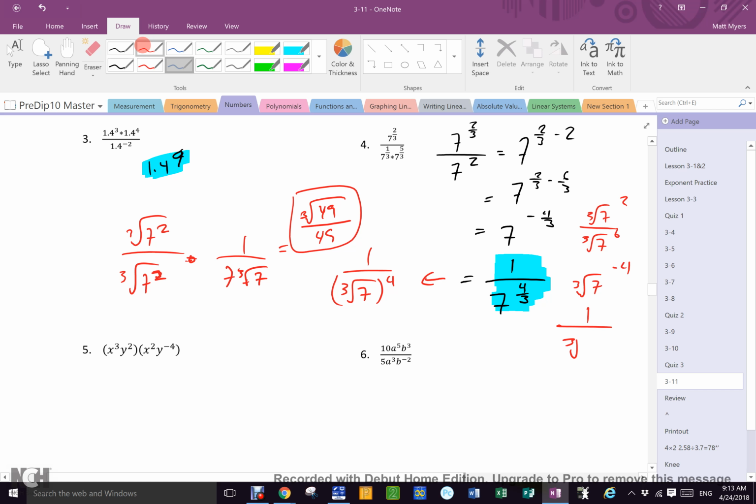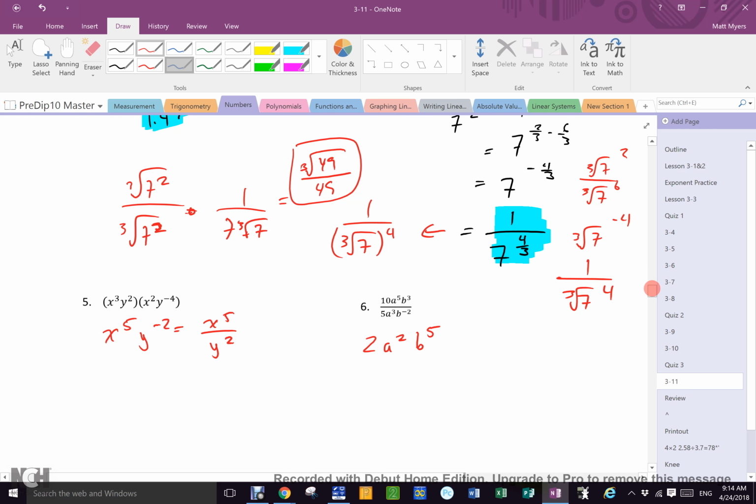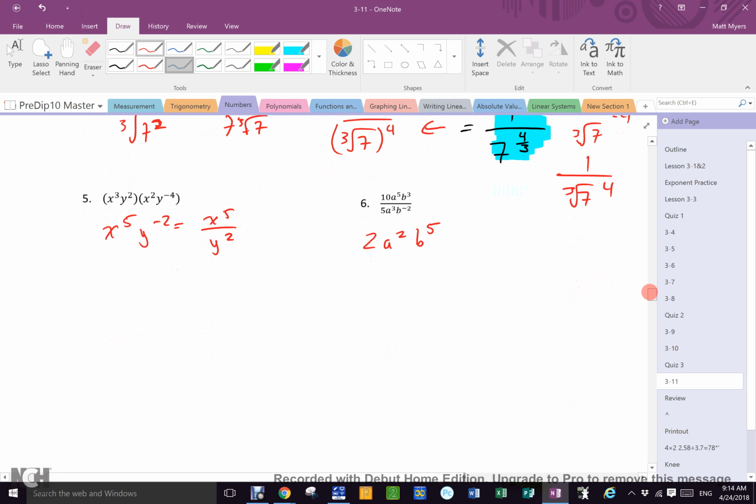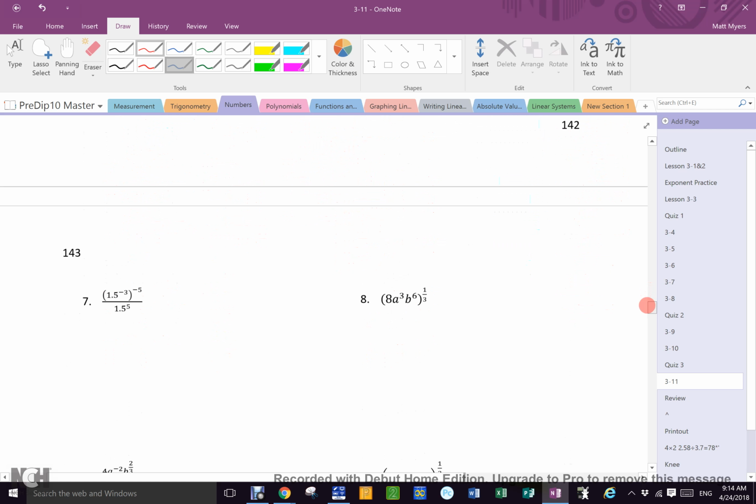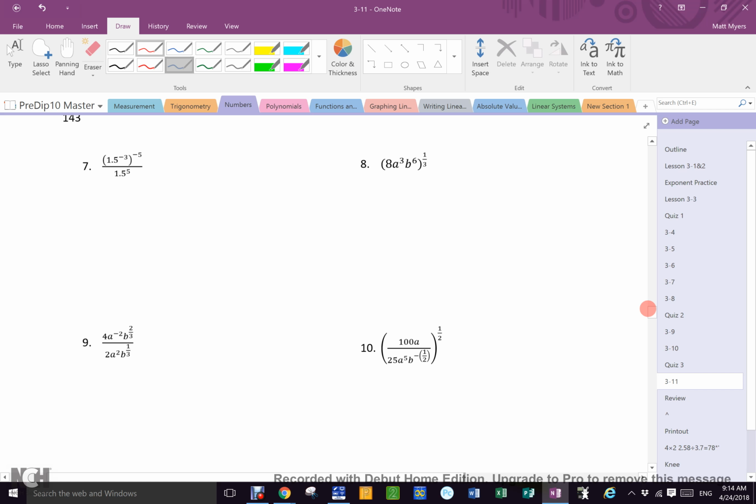This one is x to the 5th y to the negative 2, which becomes x to the 5th over y squared. This one is 2a squared b to the 5. Everybody good with 142? Yeah. I just have to remember all my exponents. This is 1.5 to the 10th.